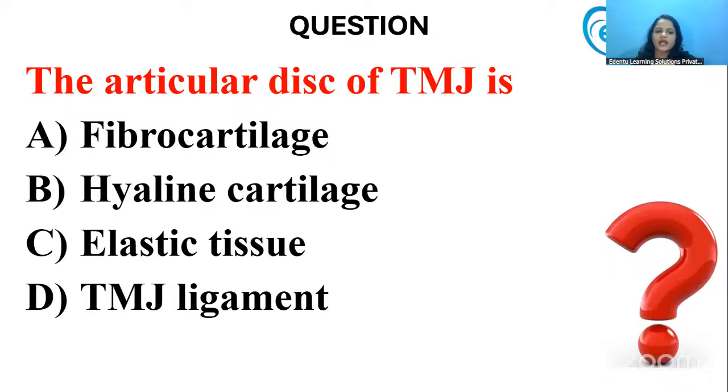Now, next question: the articular disc of the TMJ, is it fibrocartilage, hyaline cartilage, elastic tissue, or a TMJ ligament? What type of cartilage is the articular disc of the TMJ made up of?